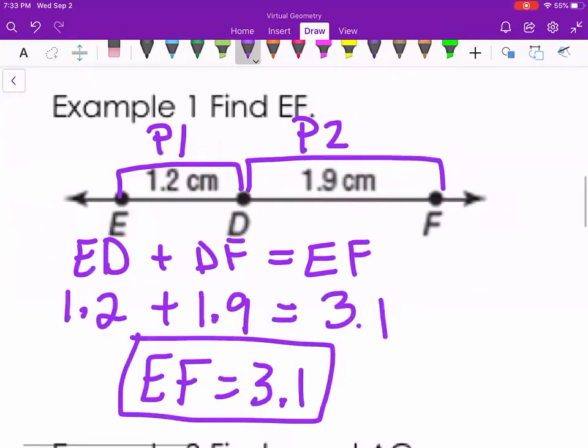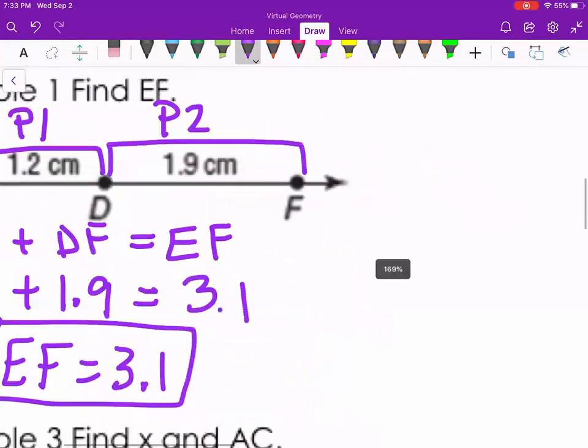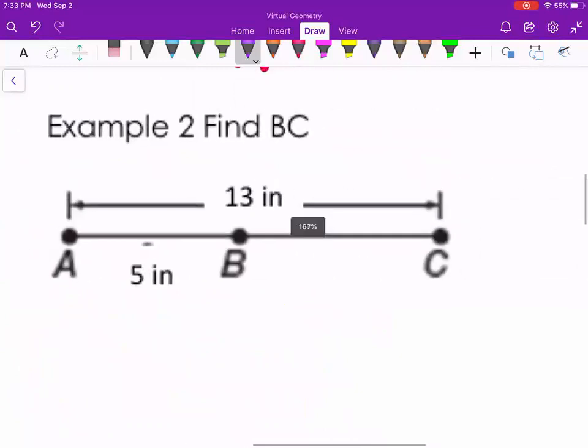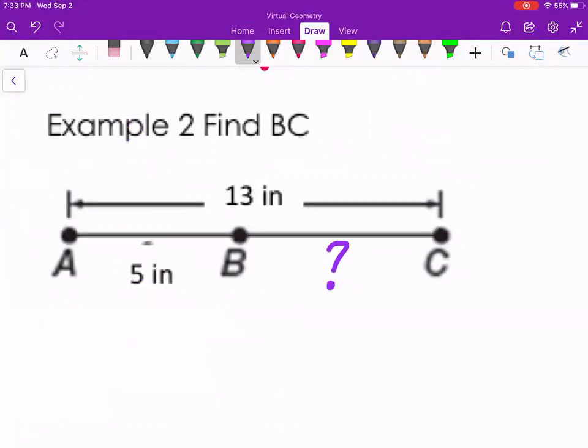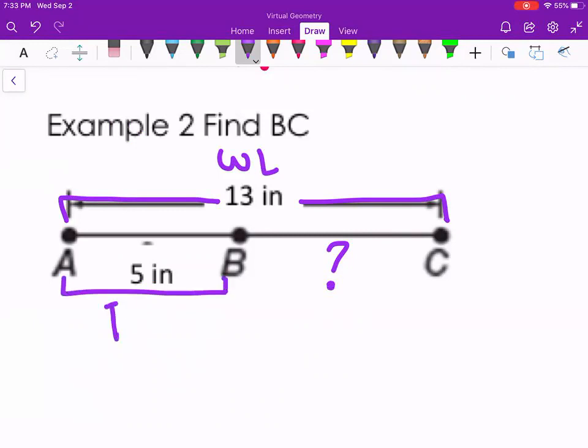All right, let's try an example 2. Example 2, find BC. So this time we're looking for this piece. So notice where this 13 is. It's all the way across. So guys, this is our whole length. We have part 1. We're looking for part 2.